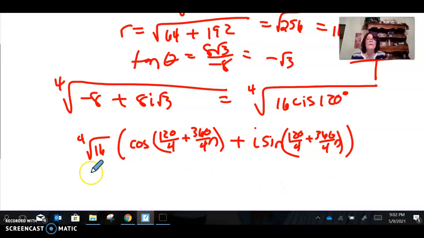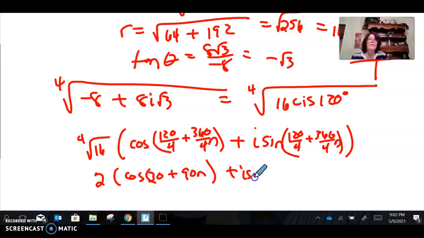Well, the fourth root of 16 is 2. 120 over 4 is 30 degrees. 360 over 4 is 90. And the same thing here: sine of 30 plus 90n. I'm supposed to do that up to n minus 1, so I have to do that for n equals 0, 1, 2, and 3.